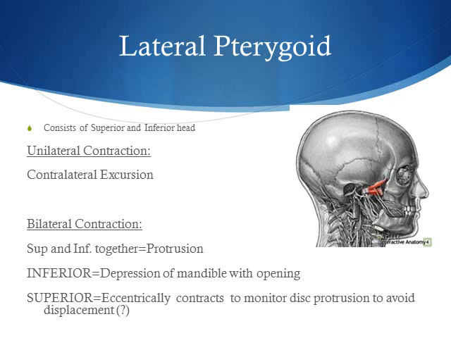The lateral pterygoid consists of a superior and inferior head. Unilateral contraction will cause contralateral excursion. Bilateral contraction, with the superior and inferior together, causes protrusion. Inferior by itself helps the depression of the mandible with opening, and superior by itself may eccentrically contract to monitor disc position to avoid displacement. There is very little research to show what the superior muscle head will do individually.